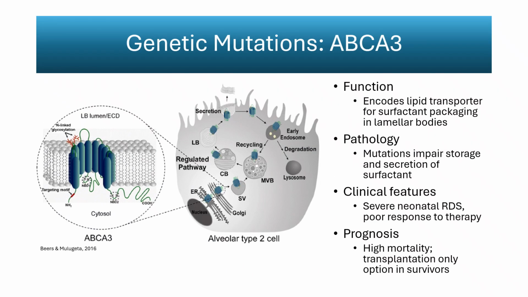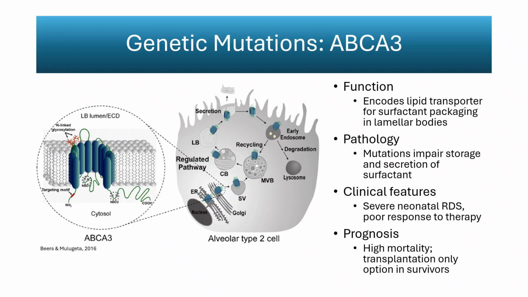The ABCA3 gene encodes an ATP-binding cassette transporter responsible for moving lipids into lamellar bodies, the storage form of surfactant within type 2 cells. Mutations disrupt this packaging step, so surfactant is either absent or structurally abnormal when secreted. Infants with ABCA3 deficiency typically present with severe neonatal respiratory distress syndrome that is unresponsive to exogenous surfactant because the machinery for storage and secretion is defective.